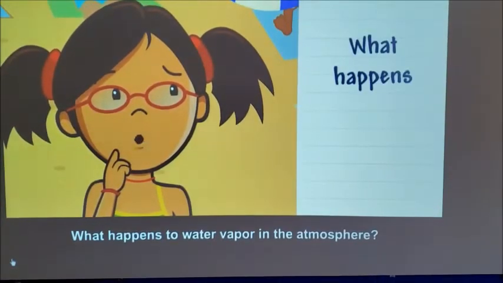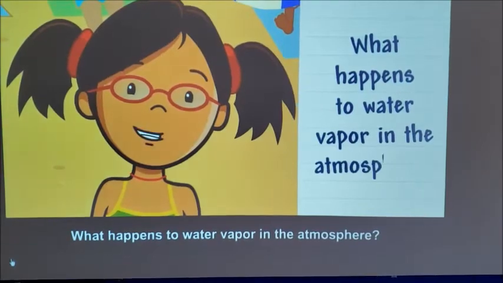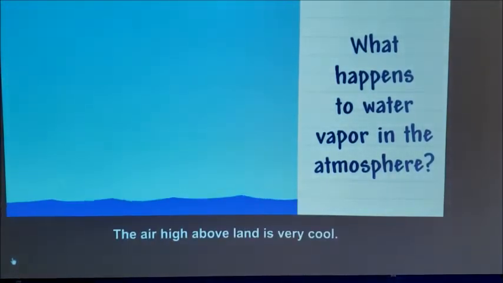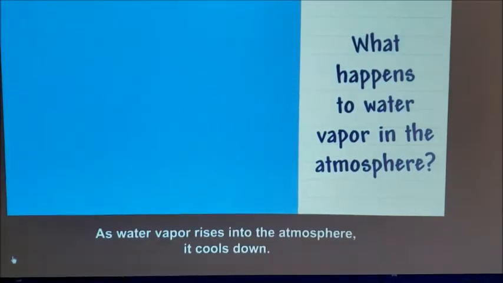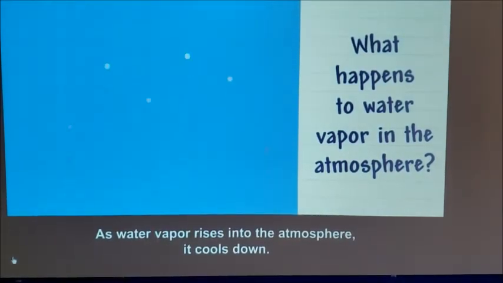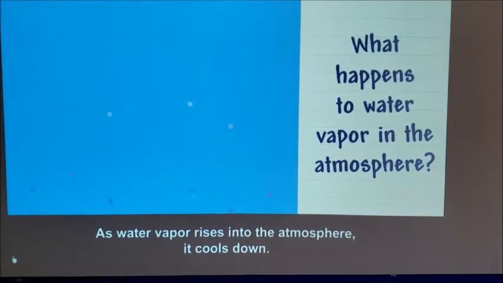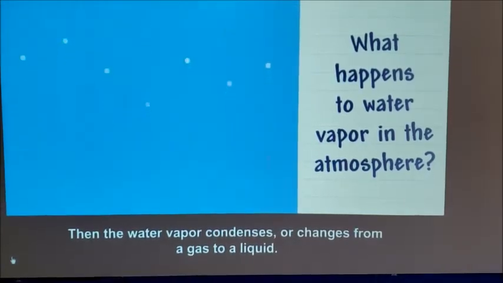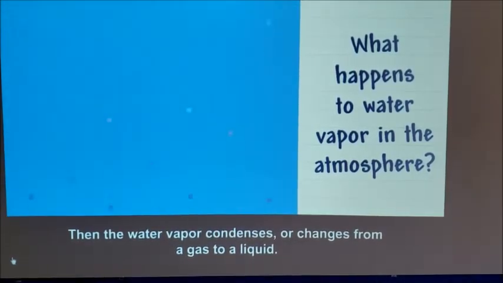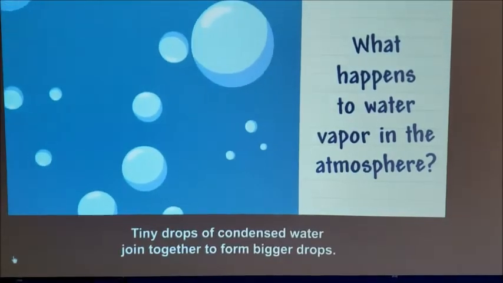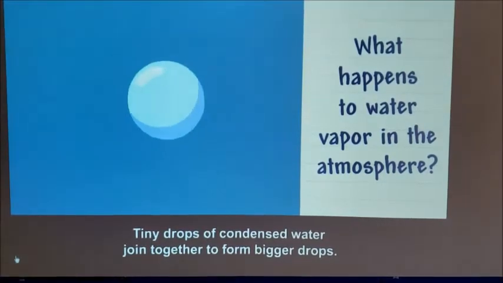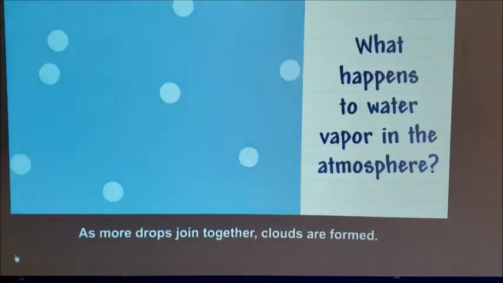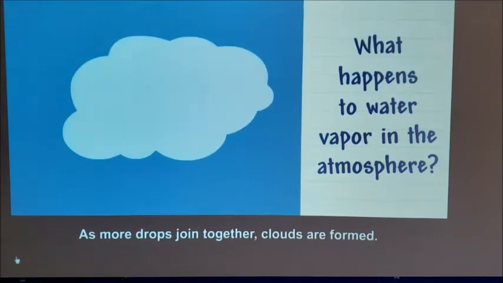What happens to water vapor in the atmosphere? The air high above land is very cool. As water vapor rises into the atmosphere, it cools down. Then the water vapor condenses, or changes from a gas to a liquid. Tiny drops of condensed water join together to form bigger drops. As more drops join together, clouds are formed.